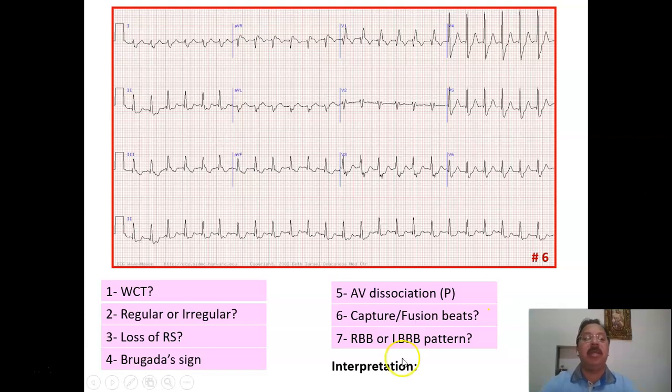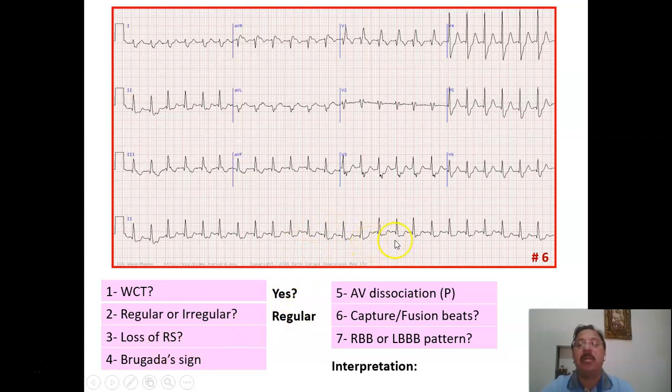Again, look at this ECG. Is it wide complexes or narrow complexes? In some part of the ECG, if you look at the rhythm strip 2, it looks like narrow complexes. But if you look at V1, it's a wide complex. So it's doubtful, but let's take it as a wide complex tachycardia if we just focus on V1. Regular or irregular? This looks regular. If it's regular and wide complex, let's apply the Brugada's algorithm.